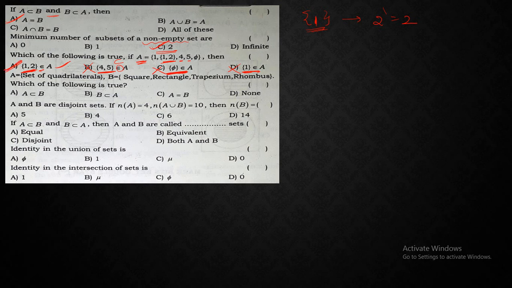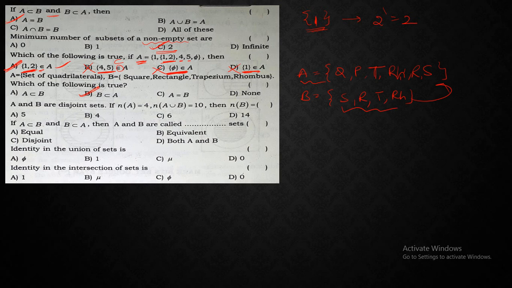Next, A is equal to the set of quadrilaterals. The set of quadrilaterals means all the things will come, right? So what are the things that you are going to get? Quadrilaterals will be parallelogram, trapezium, rhombus, rectangle, and you will also have square. These all are nothing but the quadrilaterals we have. So set B is nothing but square, rectangle, trapezium, rhombus. Now which of the following is true? If you observe this, set B is the smaller set when compared to set A. So clearly B is a subset of A.